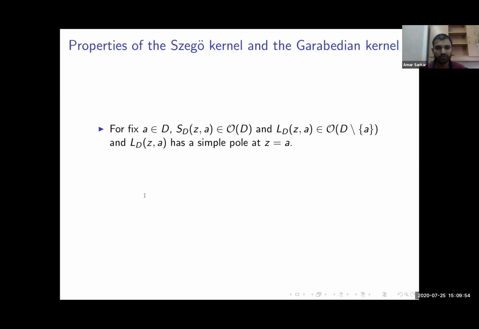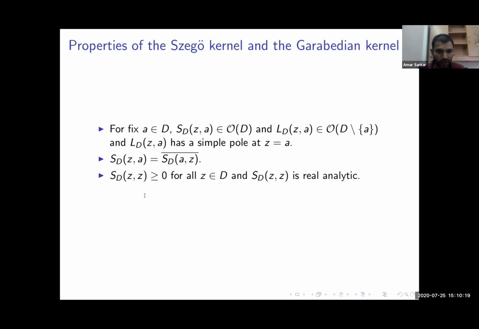Let's talk about some properties of these kernels. We see that the Szegő kernel is holomorphic in the first variable and anti-holomorphic in the second variable. If we fix A, the Garabedian kernel is holomorphic in D minus A, and it has a simple pole at the point A. And we see that the Szegő kernels are Hermitian symmetric. Using the Hermitian symmetric property, we can easily see that it is greater than or equal to 0 along the diagonal, and hence we can also show that the Szegő kernel is a real analytic function for any domain which is infinitesimally bounded.